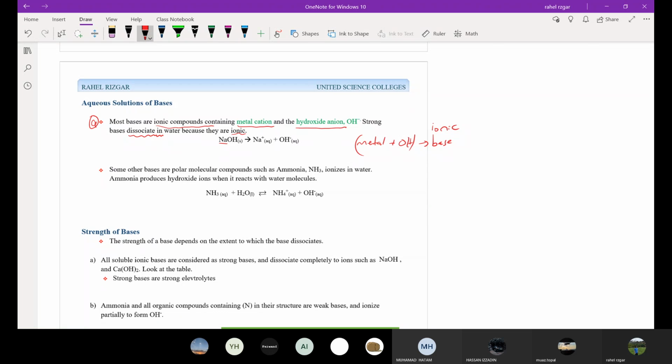Okay? So just like ionic compounds, when they dissociate, NaOH becomes Na and OH. Or, for example, Ca(OH)2, when dissolved in water, just like we studied in chapter 2, dissociation is just separation of the ions. They become calcium and hydroxide. That's dissociation. It's just separated. The ions have been separated from each other.